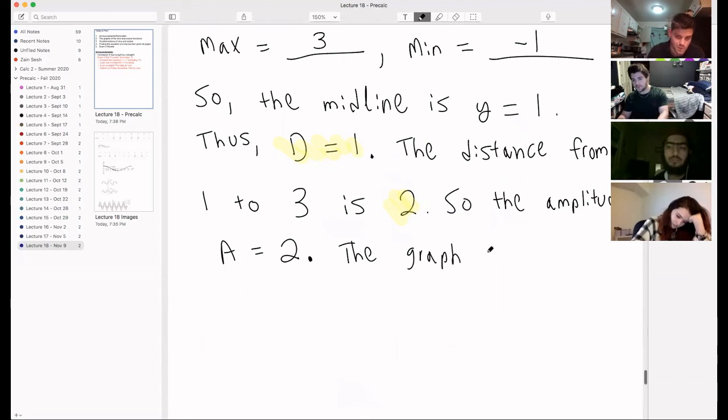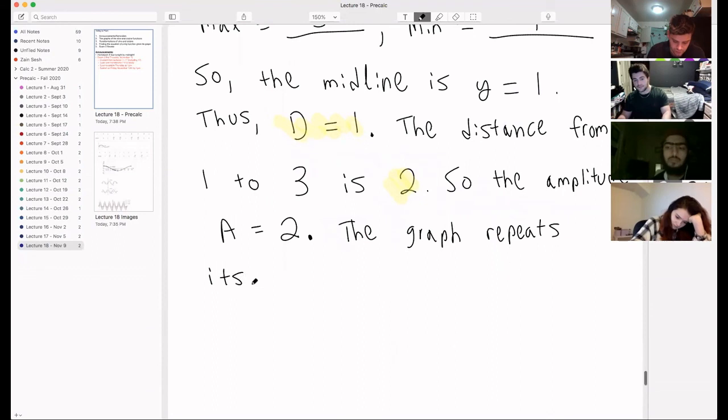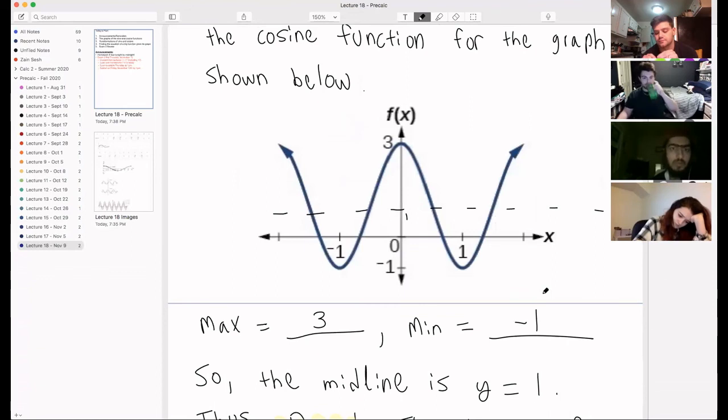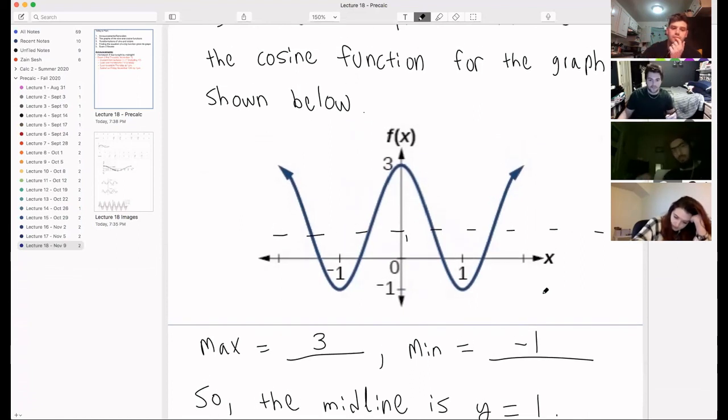So the graph repeats itself every blank units, and that's the period. So we're finding the period right now. The graph repeats itself every blank units. Okay, so let's scroll back up and look. So, any ideas? I would say every 2 units.